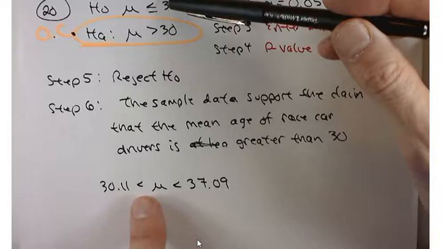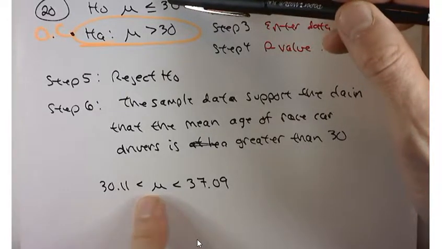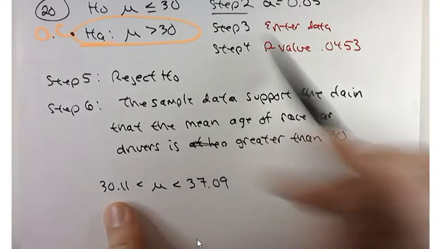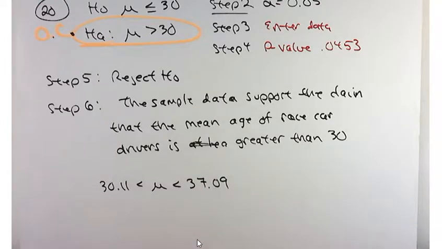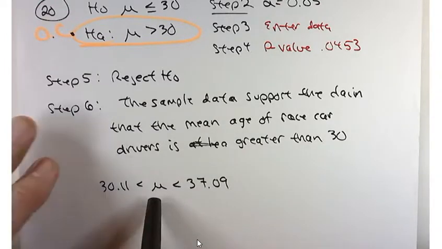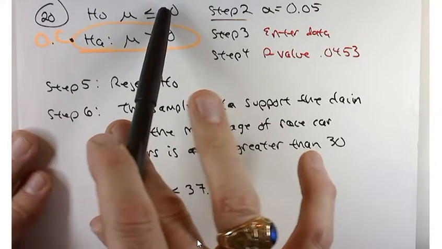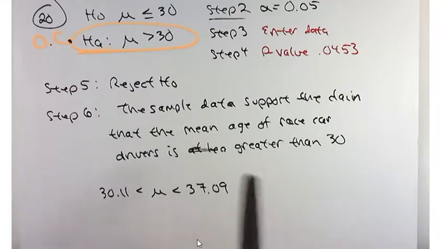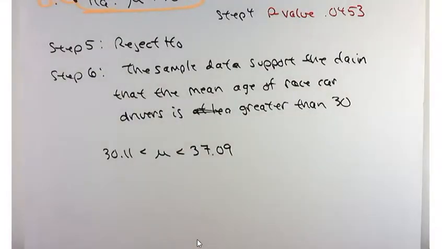Yeah. It doesn't even include 30, right? This confidence interval is strictly greater than 30. Wherever this population parameter is, it doesn't include 30. So it's greater than 30. Thanks, Liam. All right. Your confidence interval and your decision should match. If they don't, take a look at things. They should match.